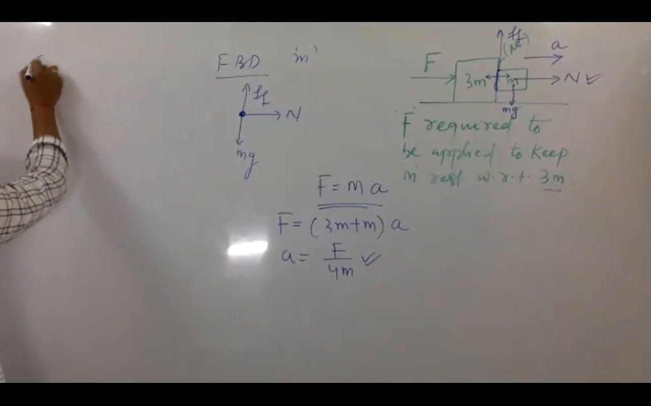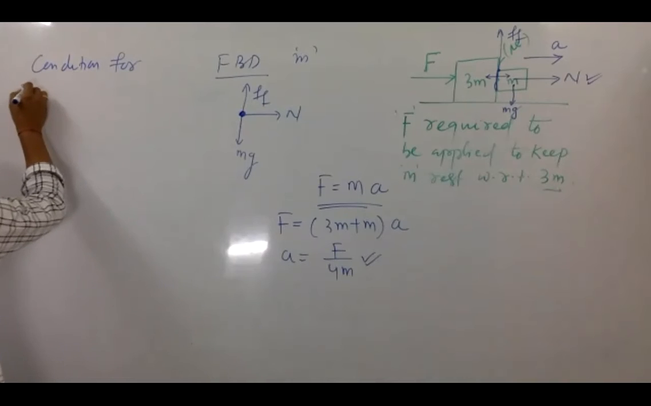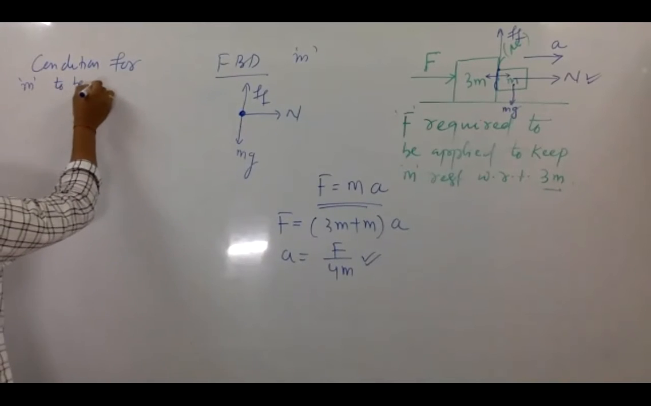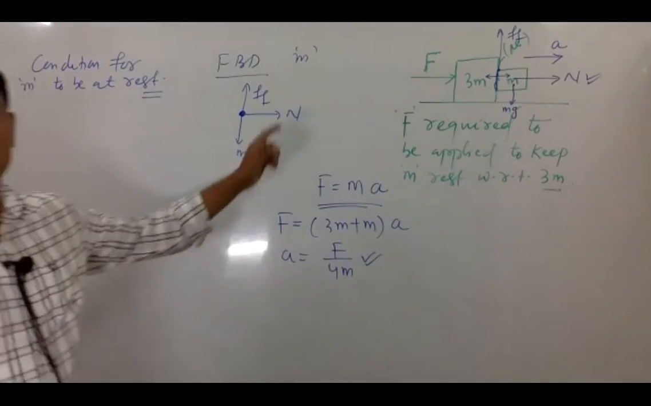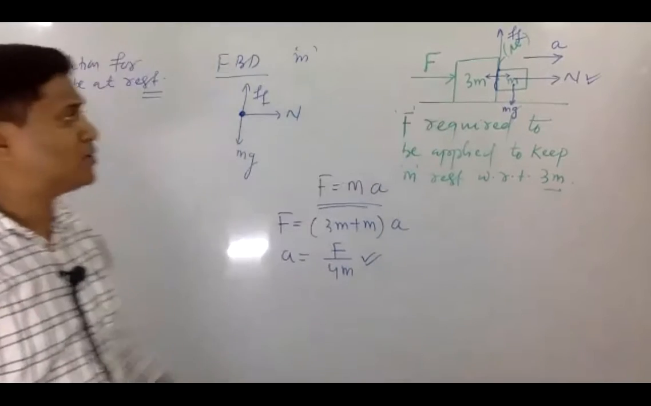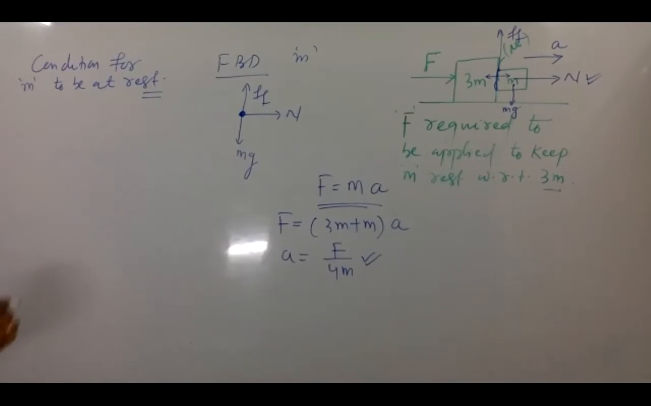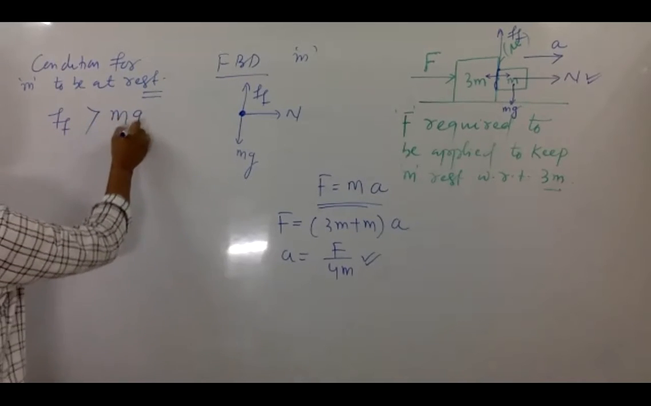For the condition for m to be at rest, that means students, क्या बड़ा होना चाहिए? Force of friction, right? Condition for the small body to be at rest, that means the force of friction should be greater than mg, right? That means the force of friction should be greater than mg, correct?